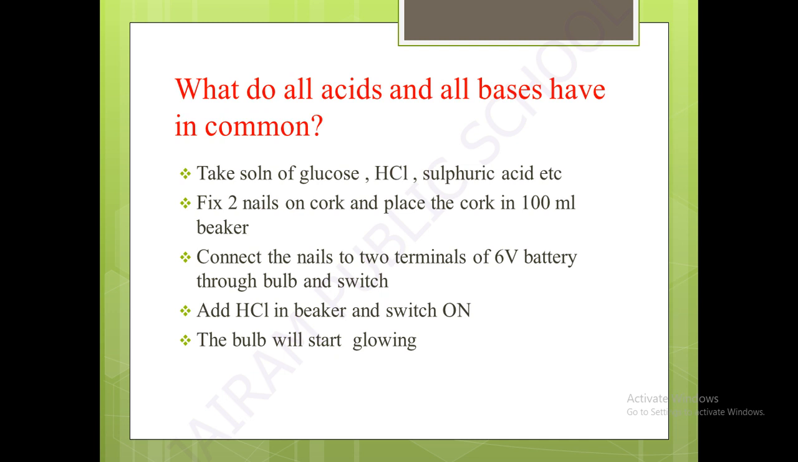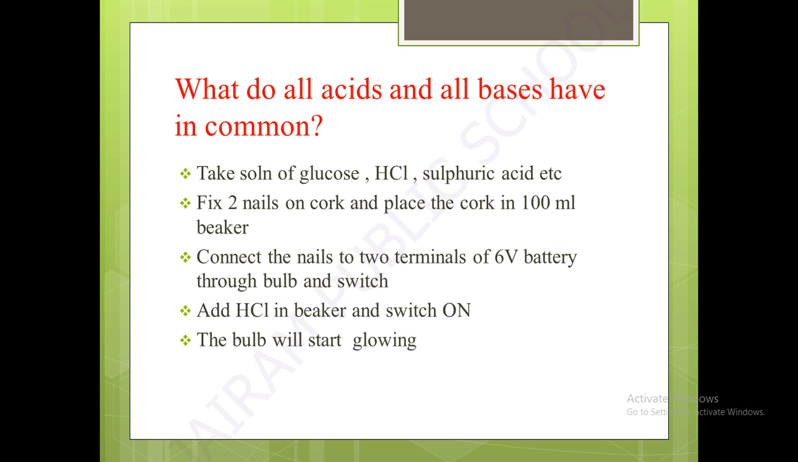The next topic we are going to read is: what do all acids and all bases have in common? In general, what do acids as well as bases commonly have? For this, we are going to do a small activity. We take a solution of glucose, or a solution of HCl or sulfuric acid, and so on. Whatever solution you want, you can take. We take it in a beaker, fix 2 nails on a cork and place the cork in a 100 ml beaker, and connect the 2 nails to the 2 terminals of a 6-volt battery, with a bulb and a switch fixed at one end.